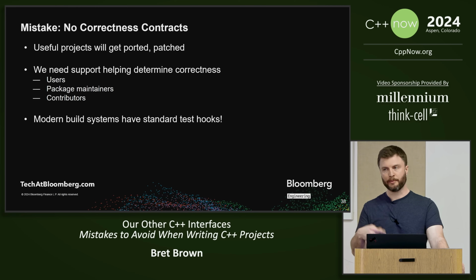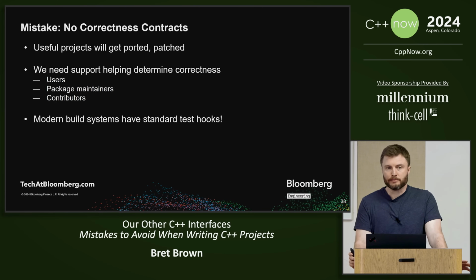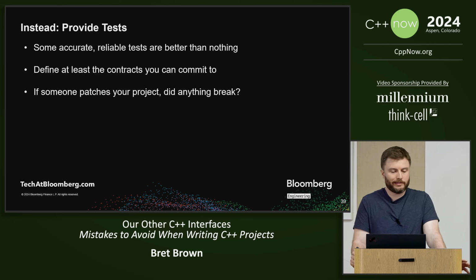So this is a common thing. This happens a lot that people need to support. And if you're only shipping a pile of headers, like in header-only libraries, how do I know those headers work? How do I know you didn't make a mistake? Modern build systems have standard test hooks. Use them. Have your own CI system that someone else could run. At least a minimal one would be great. So provide tests. Something is better than nothing.